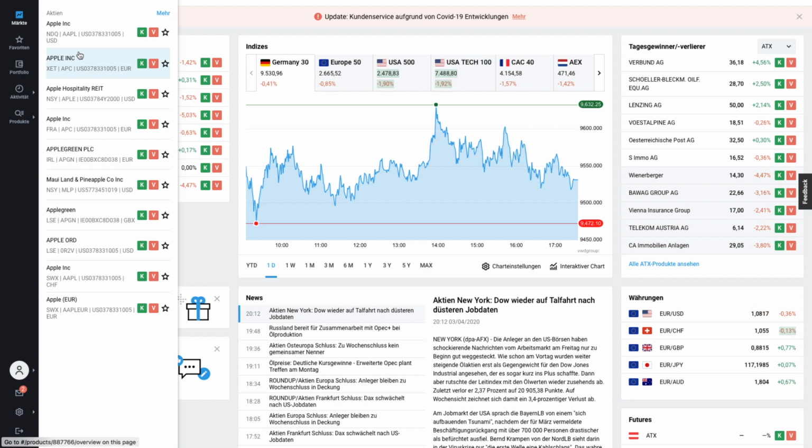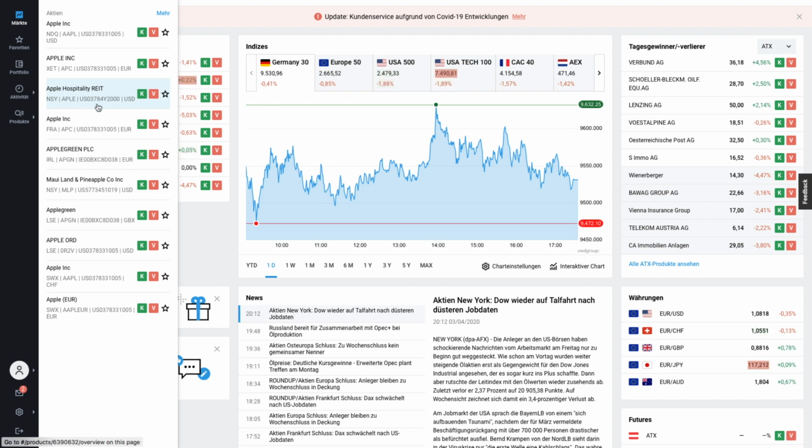And you can see here that there are a number of stocks returned. If you just type in Apple, you will see even different companies. For example, this one, Apple Hospitality REIT. This for sure has nothing to do with Apple, the computer manufacturing and software manufacturing company. So in order to make sure that you're not buying something different, it's better to check the ISIN.